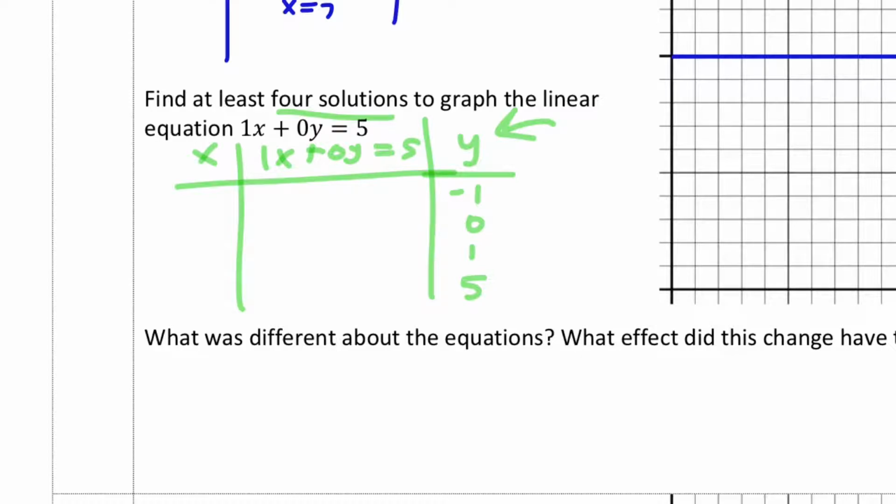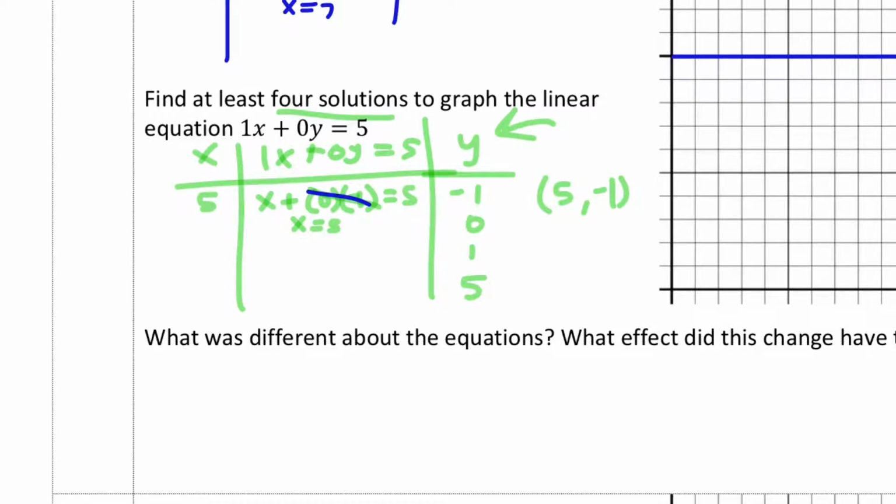So if I plug in -1, then I get x plus 0 times -1 equals 5. And we should know that 0 times anything is 0, so that goes away. It's gone, okay? And we're left with what? We're left with x equals 5. Okay, so I'm going to put 5 here, and this gives me my point, (5, -1). Okay, I do the next one.